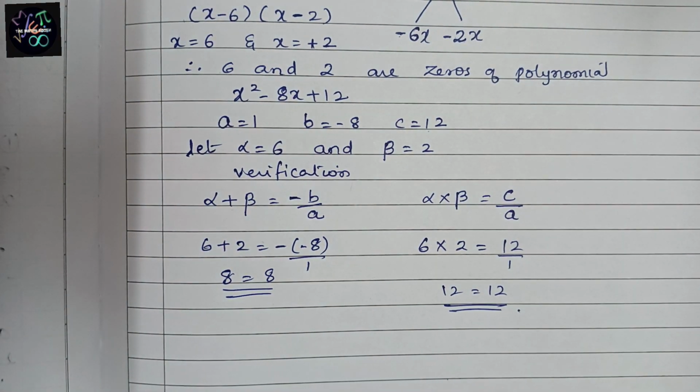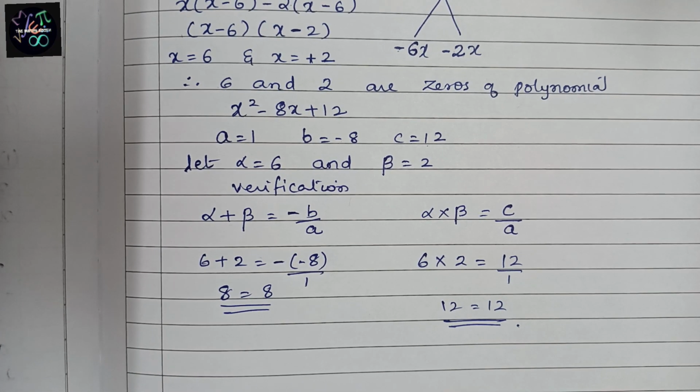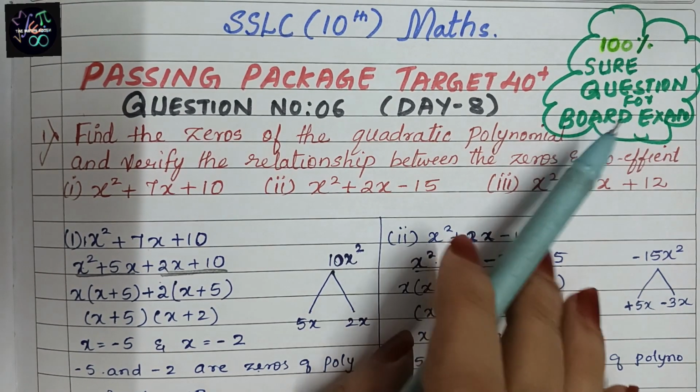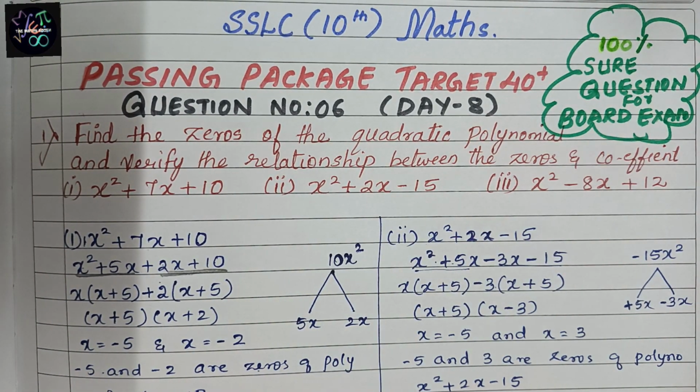So in this way we have to find the zeros of a polynomial and verify the relationship, which is very important and a 100% sure question in board examinations. So this completes the question.